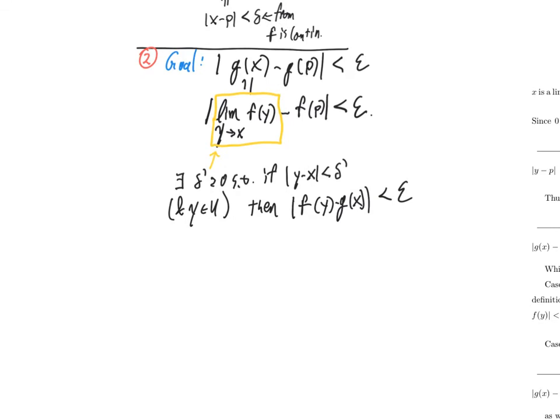Oh, cool. So let's see what that says. That says that I can get f of y to be close to g of x. I eventually want g of x to be close to g of p. So if I can also get f of y to be close to f of p, I'll be happy.